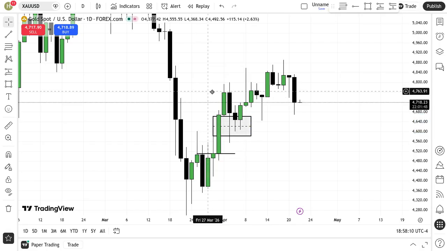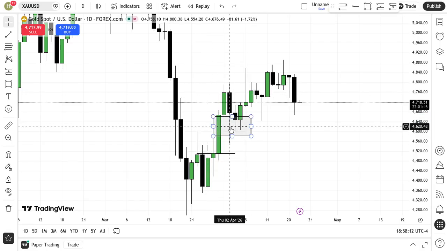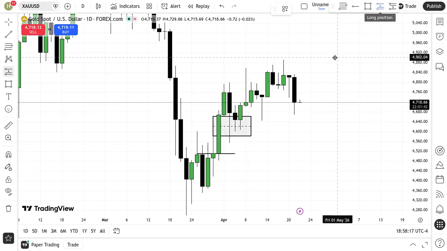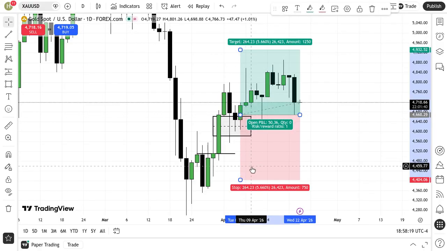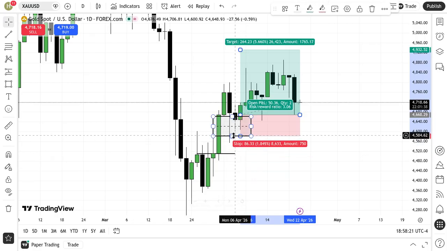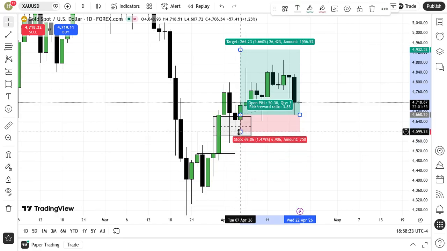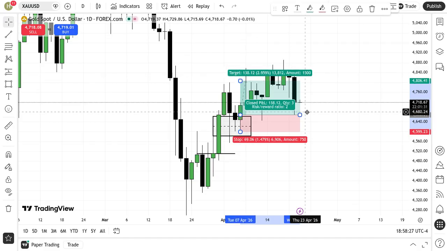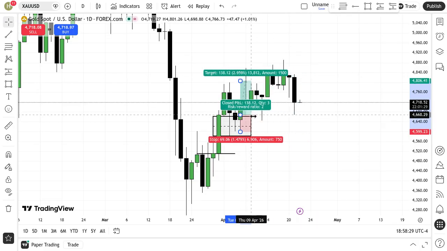Now when price retraces into this gap, we look for a reaction. We get a reaction on this candle. We get a bullish reaction, so that would be our entry. We'd enter around here. We set our stop loss below the reaction point, and we set our take profit at a fixed 1 to 2 risk to reward ratio. And as you can see, that would hit fairly quickly.